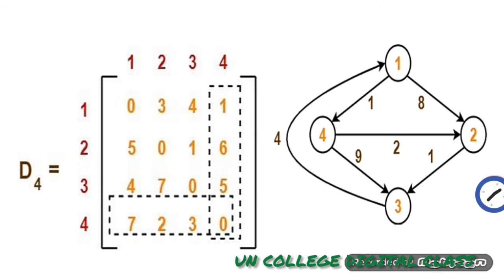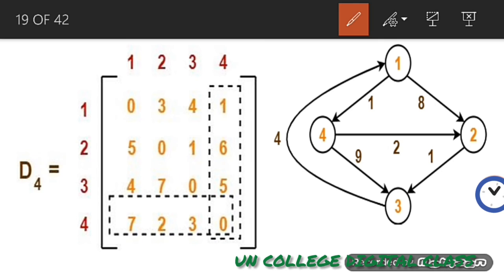Here 0, 3, 4, 1. 1 to 1 is 0, as we know. 1 to 2 is 3. How? In order to get this one, we will move in this way: 1 to 4, then 4 to 2, which is 1 plus 2 equals 3. In this step, we are using vertex 4 as the intermediate one, and in this way we will get the minimum value.